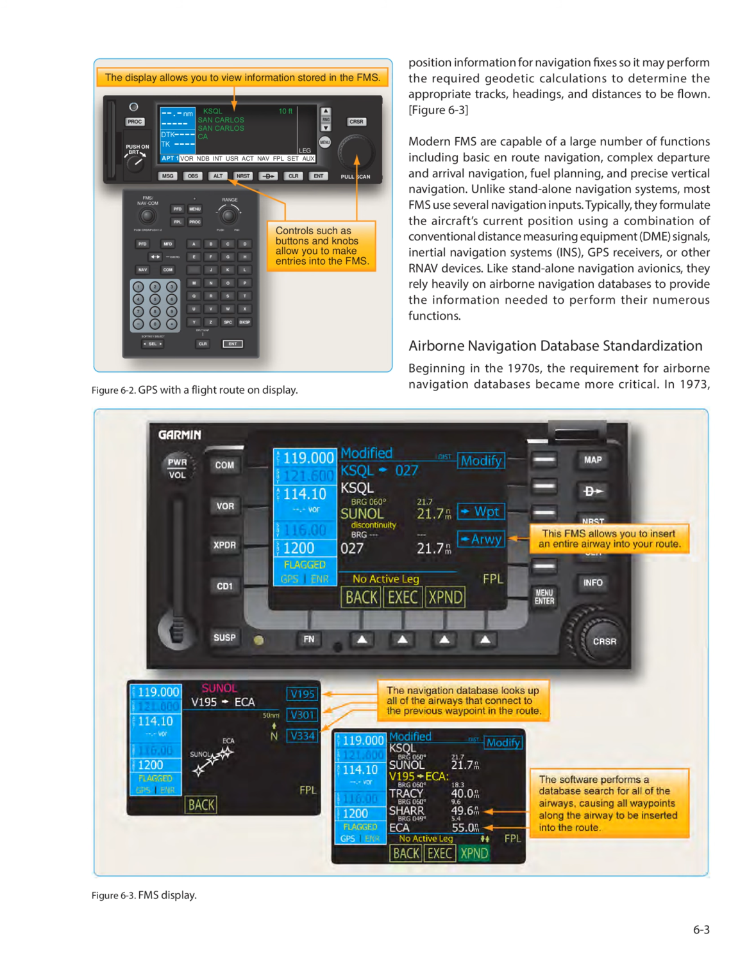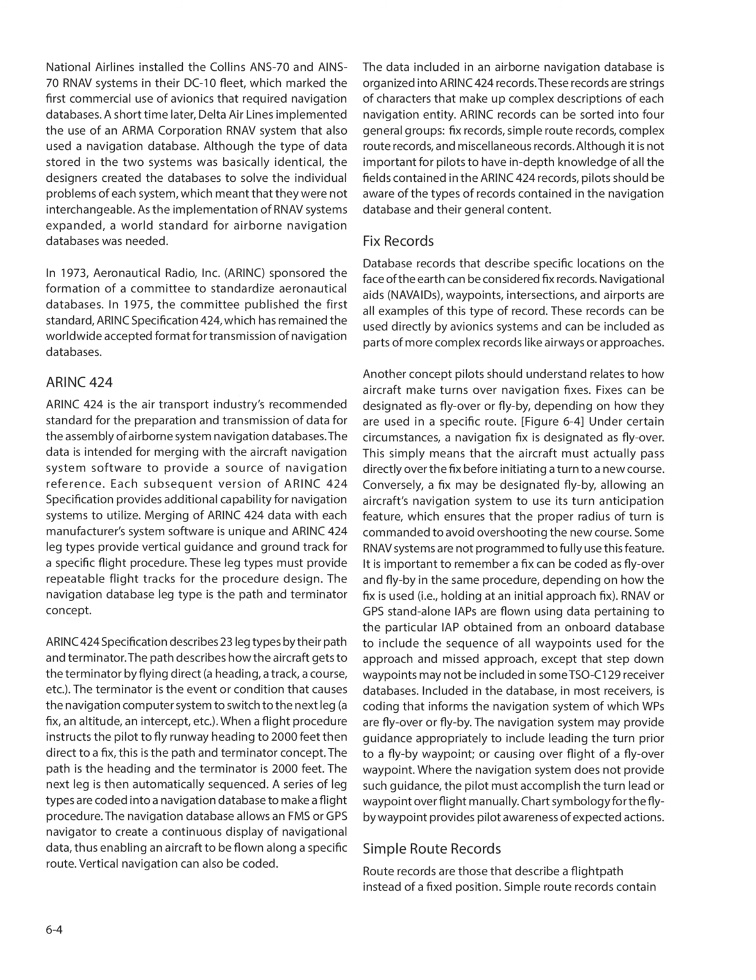Airborne navigation database standardization. Beginning in the 1970s, the requirement for airborne navigation databases became more critical. In 1973, National Airlines installed the Collins ANS-70 and AINS-70 RNAV systems in their DC-10 fleet, which marked the first commercial use of avionics that required navigation databases. A short time later, Delta Air Lines implemented the use of an ARMA Corporation RNAV system that also used a navigation database. Although the type of data stored in the two systems was basically identical, the designers created the databases to solve the individual problems of each system, which meant that they were not interchangeable.